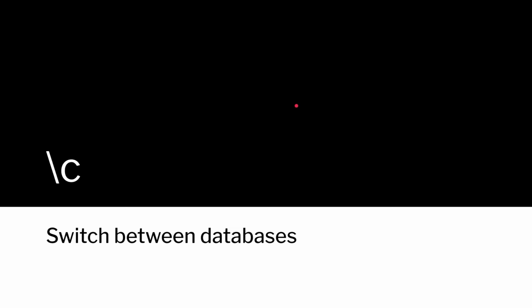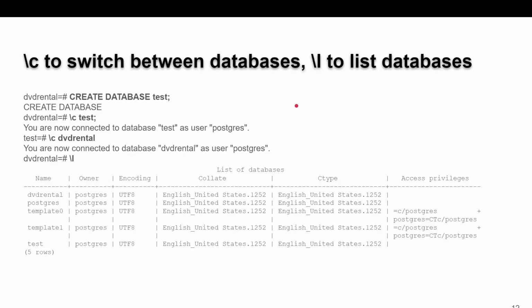Now, to switch between databases, rather than typing use, you do slash C. So, in this example, we're going to create a database called test, and then we're going to slash C to connect to test. And if we want to switch to another one, we just give that database name.